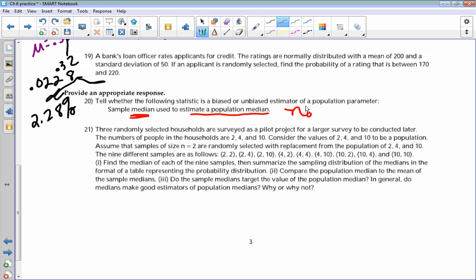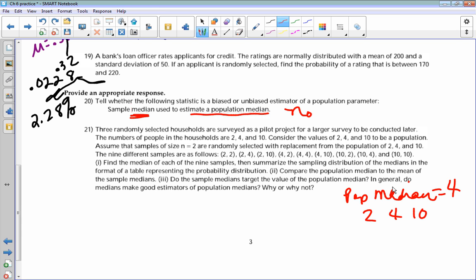Because if I'm going to consider this, we have a pilot project. The numbers of people in the household are 2, 4, and 10. So I'm going to consider the values of 2, 4, and 10 to be my population. So considering that, if I had the population median, and I go 2, 4, and 10, the middle number is 4. So my population median is in fact 4. Easy to find, easy to see.